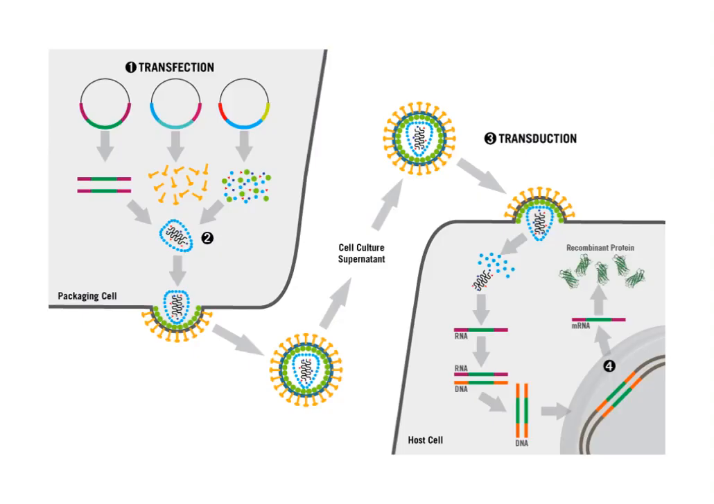This is just another figure going over that. So these are our three plasmids that we're using. These are three different pieces of the virus. Together, they form one viral particle, which then gets put into the media. So this is our media, as you can see. And then those viral particles in the media can be used to add to other cells.